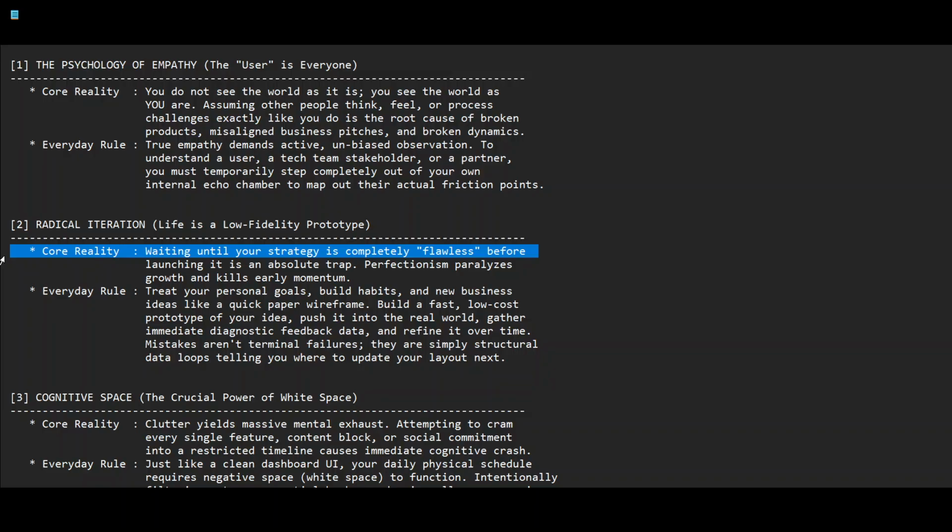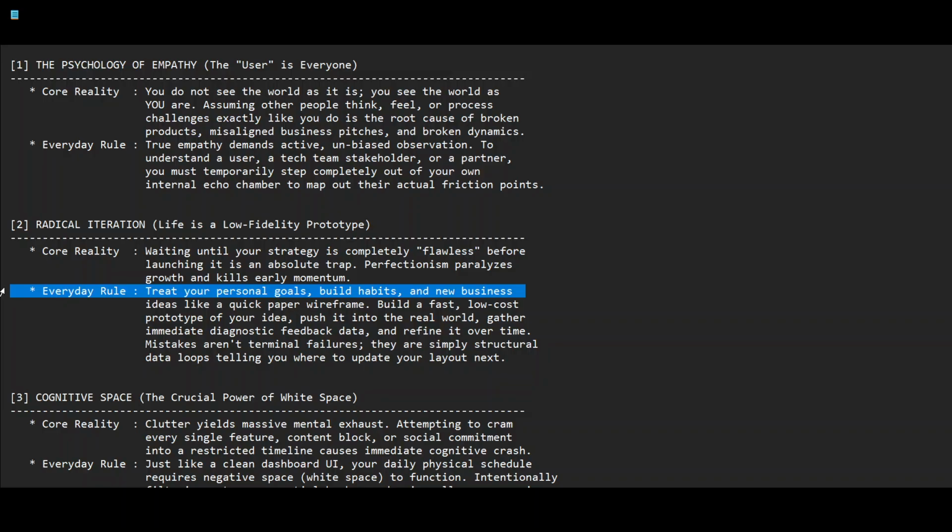I'm not alone, and I have not got enough ideas to read again. This causes me to not record at all. So don't let perfectionism be a hurdle in your path. Okay, so the next everyday rule: treat your personal goals, build habits, and new business ideas like a quick paper wireframe. Build a fast, low cost prototype of your idea, as I'm doing.